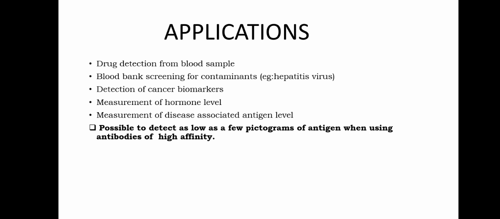Applications of RIA include drug detection from blood samples, blood bank screening for contaminants, detection of cancer biomarkers, measurement of hormone levels, and measurement of disease-associated antigen levels. This technique is mainly used to detect low concentrations of antigen when using antibodies of high affinity.